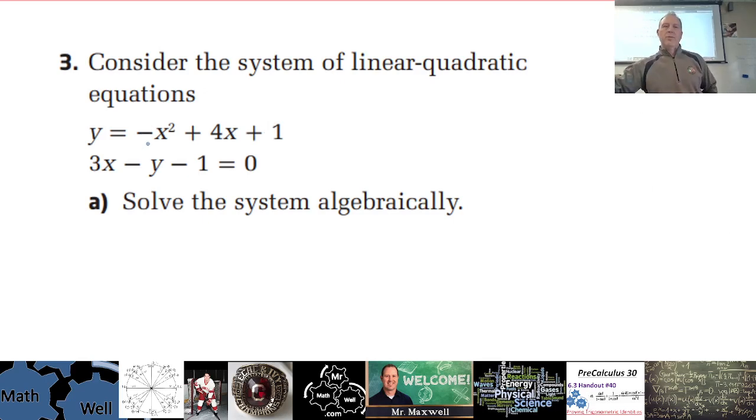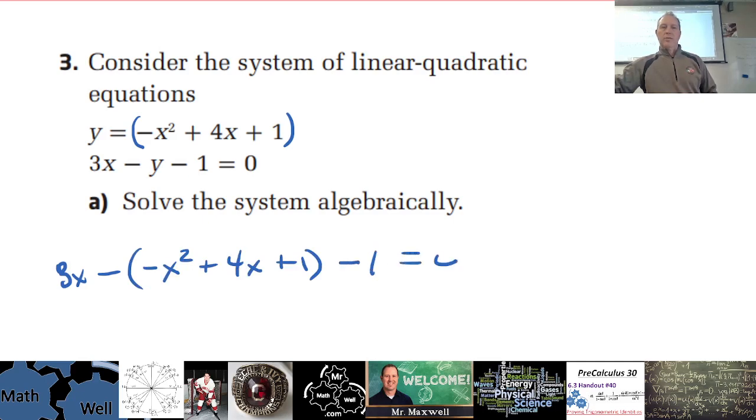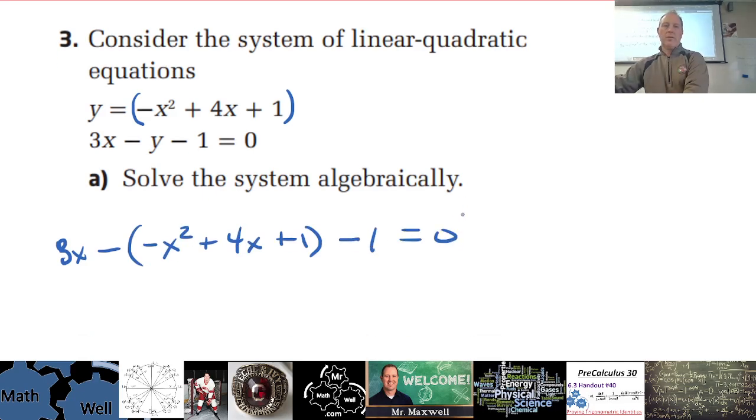So what I would do is this: 3x minus, now y is actually equal to this. Because we're subtracting, it'd be a good idea to be careful with the brackets so that we get our signs all straightened out eventually. So then minus 1 equals 0. Does that look good so far? Yeah, that's okay. All right.